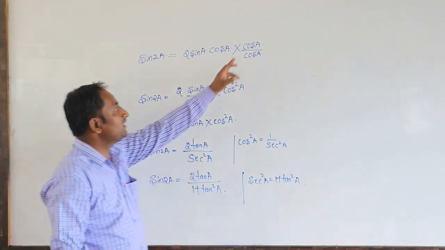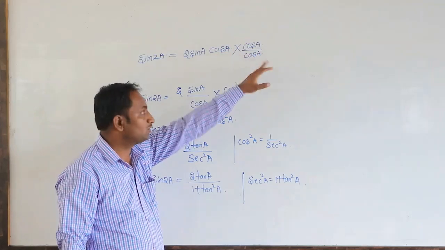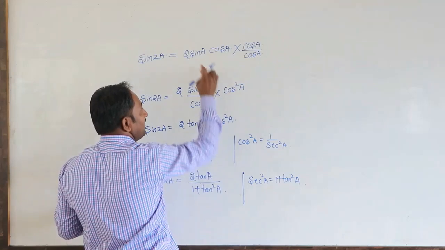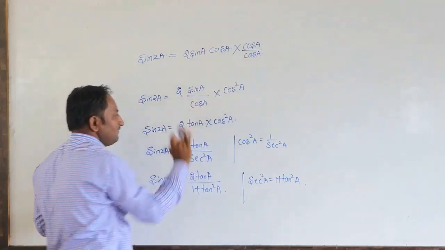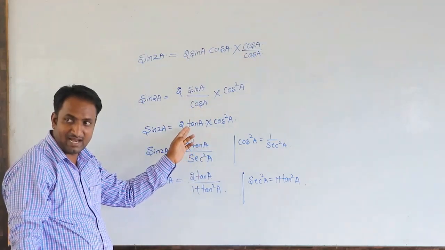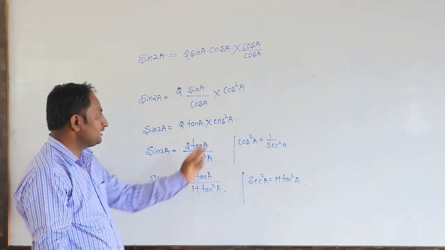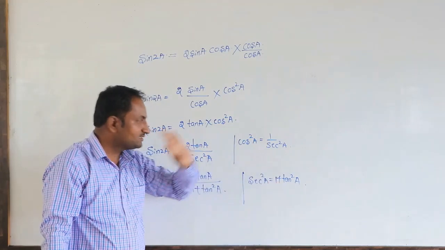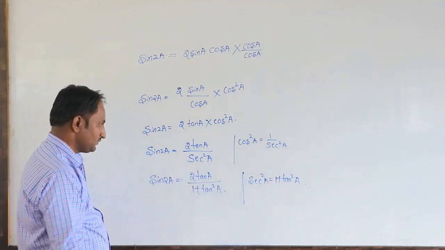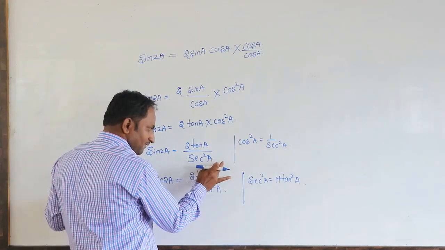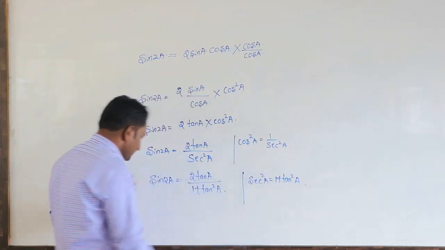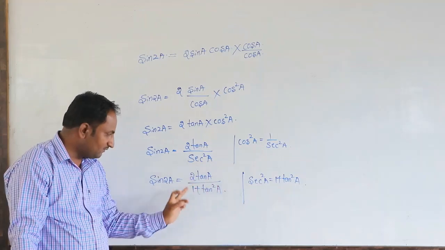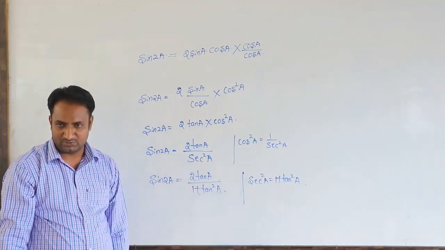That's why we multiply cos a divided by cos a. Then cos a into cos a is cos square a. Sin a divided by cos a is tan a. Here cos square a can be expressed as 1 divided by sec square a, and sec square a is 1 plus tan square a. So sin of 2a is equal to 2 tan a divided by 1 plus tan square a.